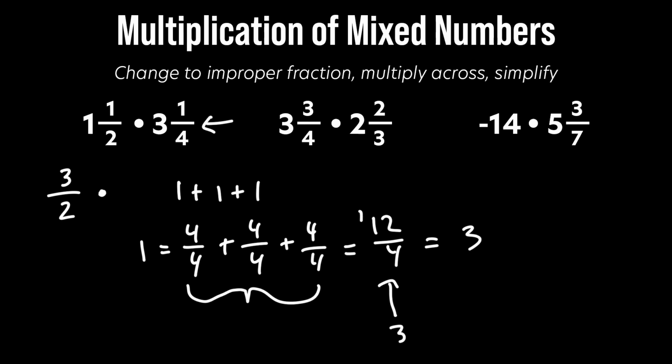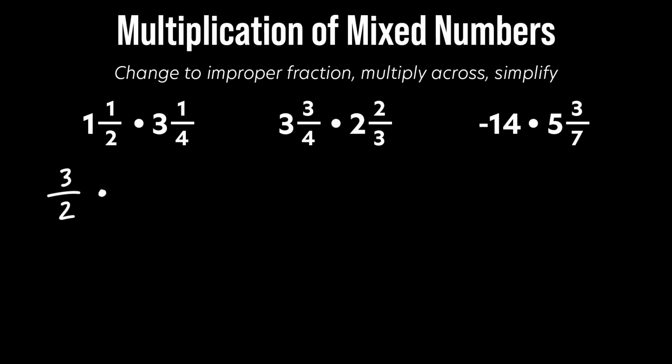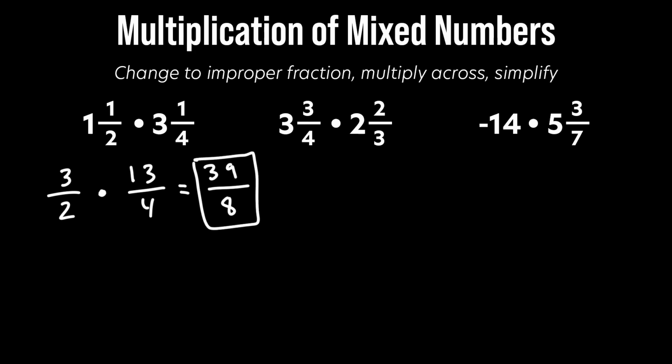Okay, so we can rewrite 3 as 12 over 4. And if you add 1/4 to it, then that would be 13 over 4. So here we have 13 over 4, as I just said. And now we finish the first step, change to an improper fraction. And now we want to multiply across. So this would be 3 times 13, which is 39. And 2 times 4 is 8. So 39 over 8. And this is its simplest form, so we don't have to simplify.